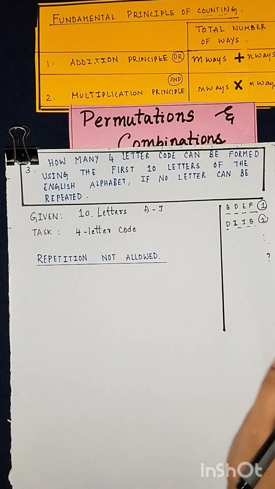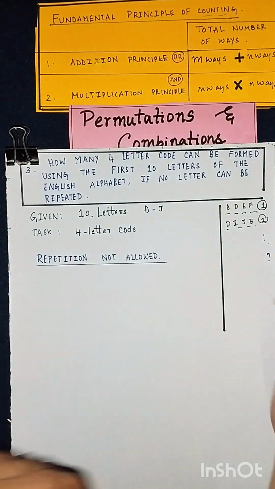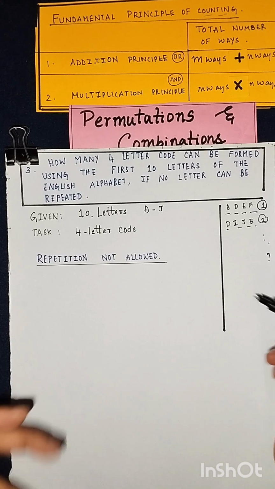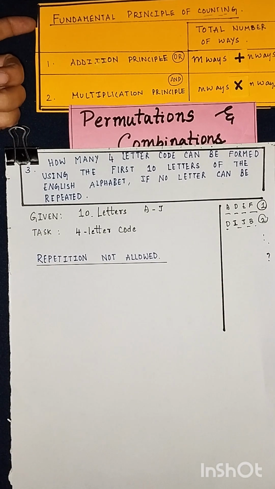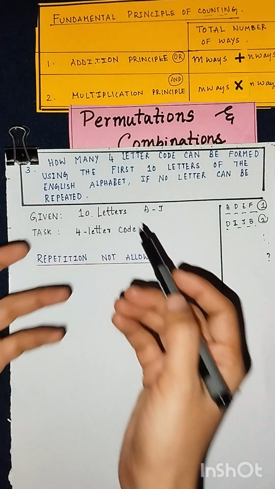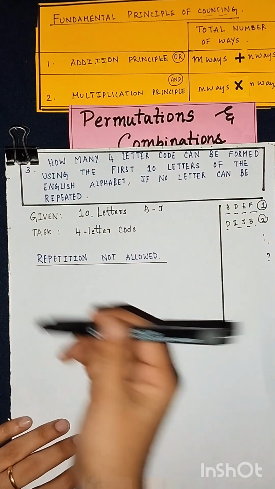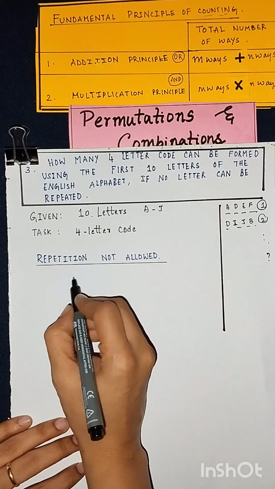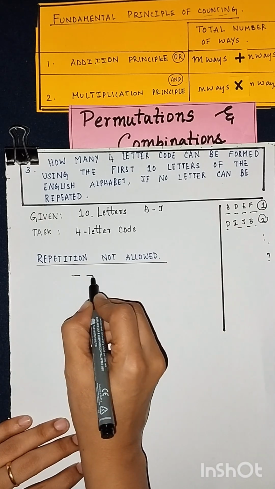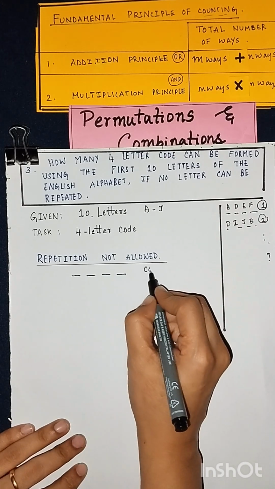So there comes the fundamental principle of counting. This is counting, like you have to count how many ways there are. So by using the fundamental principle of counting, we are going to find out how many such ways there are. Now let us solve the problem. So a 4-letter code: first letter, second letter, third letter and fourth letter. So this is a code.